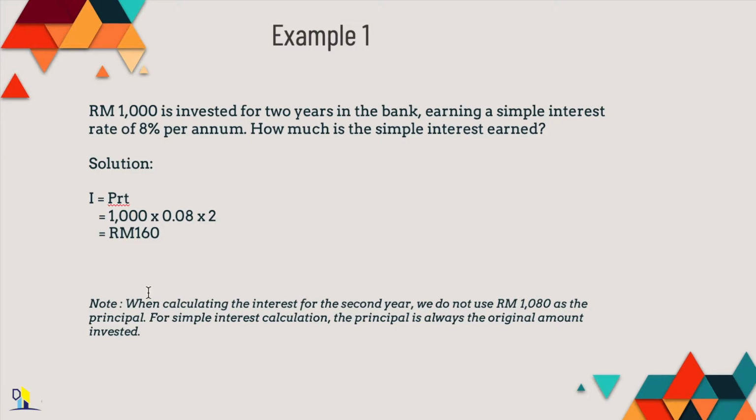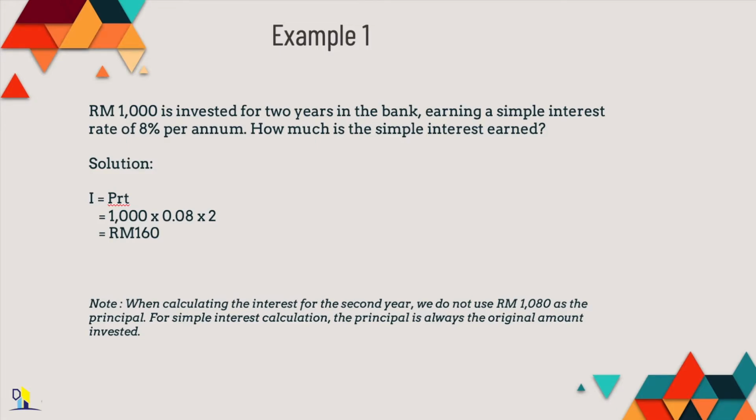Again, to repeat and reiterate my point, there's a note here. When calculating the interest for the second year, we do not use 1,080 ringgit. Instead, the principal is always the original amount. So regardless of the number of years, 1,000 ringgit will always represent P, which is the principal amount.